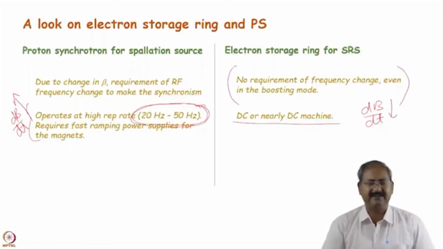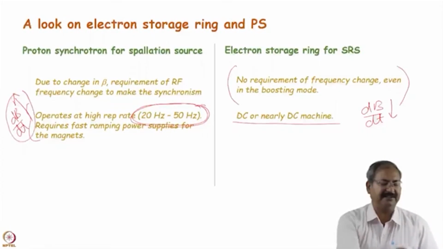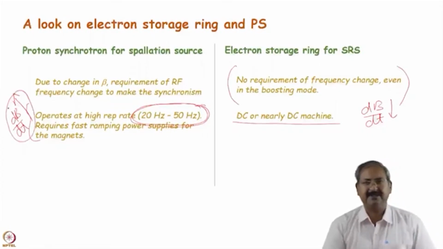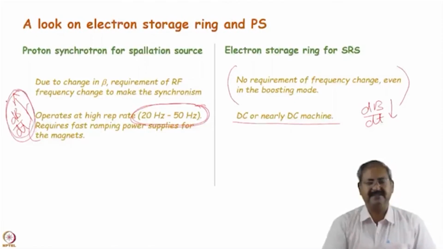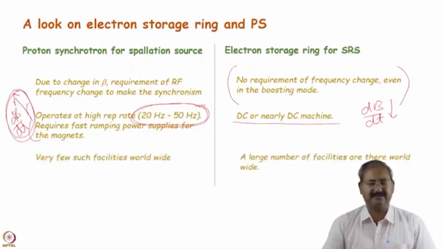If a magnet has very high dB by dt, then in the vacuum chamber eddy currents can be there, and those eddy currents act back on the beam. So the beam can be disturbed with very high dB by dt. So this is there. In the case of an electron machine, this is not there.